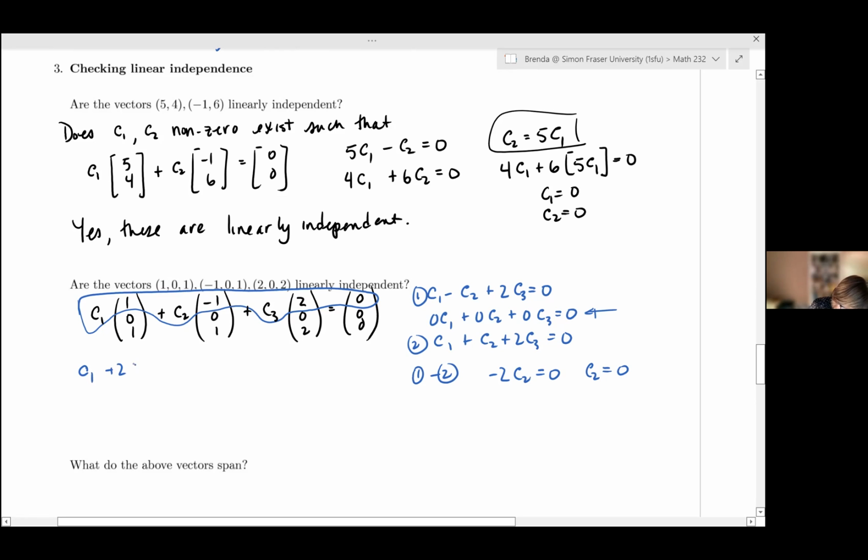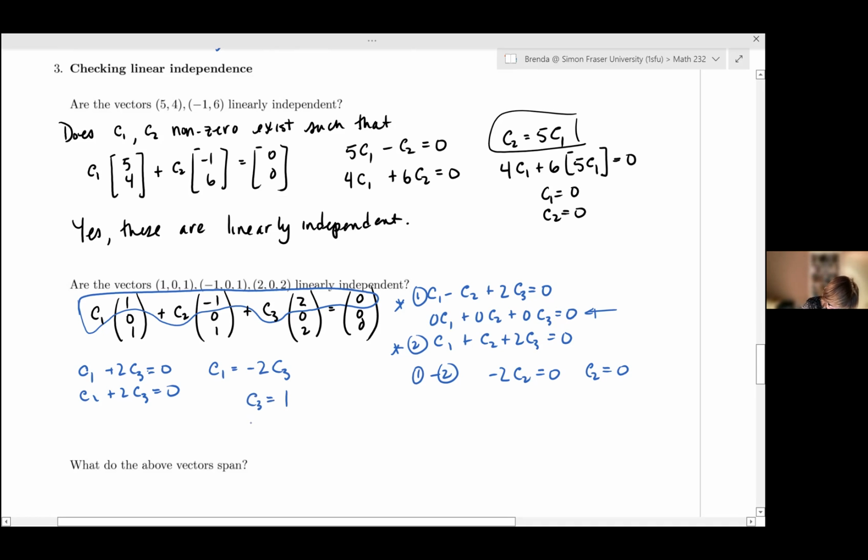C1 plus 2C3 is 0. Those are the remaining equations with C2 equals 0 substituted in. Okay, so I can see there's really only one equation here now. And what I can see then is that C1 is going to have to be equal to minus 2C3. So once I pick C3, I can pick it to be anything. C3 could be equal to 1.